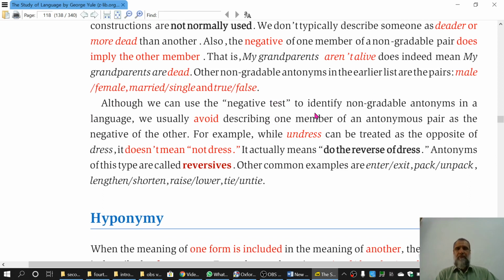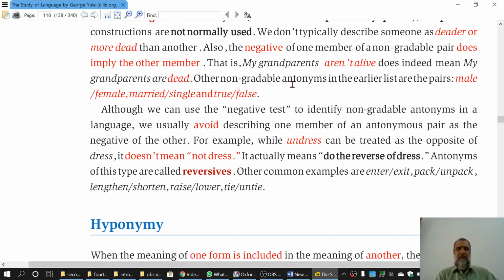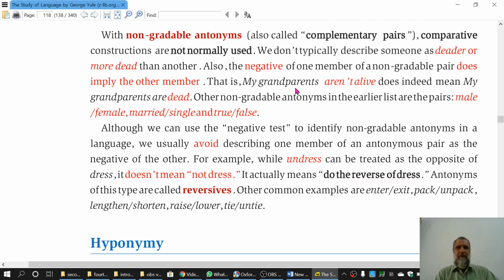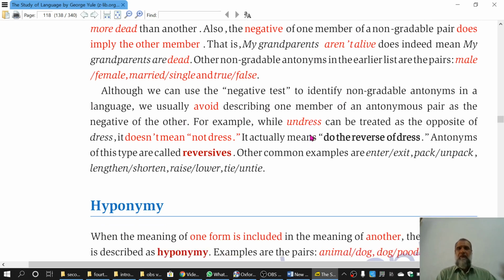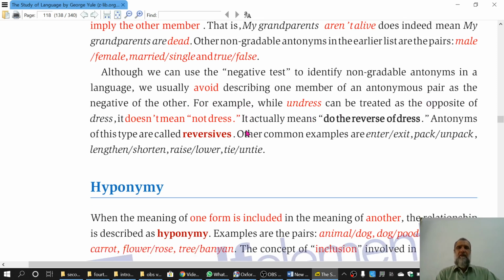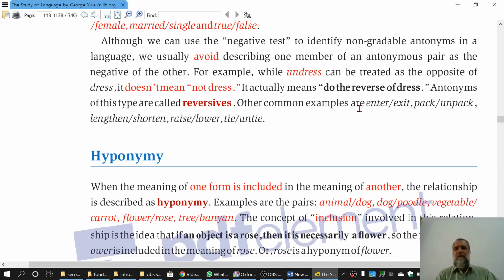Although we can use the negative test, it works for gradable and non-gradable antonyms; in non-gradable pairs the negative test is fine, but there is another issue. In a language, we usually avoid describing one member of an antonymous pair as the negative of the other. For example, while undress can be treated as the opposite of dress, it doesn't mean not dress. It actually means do the reverse of dress.